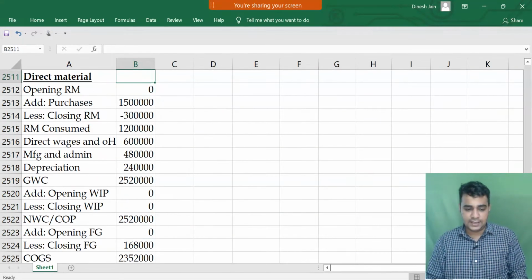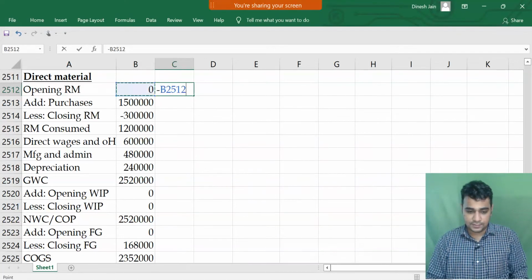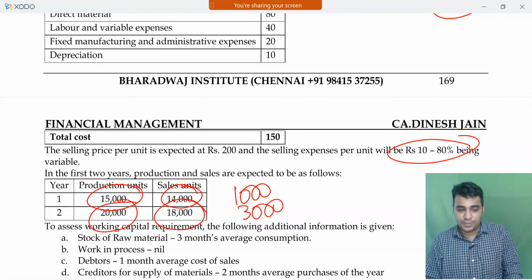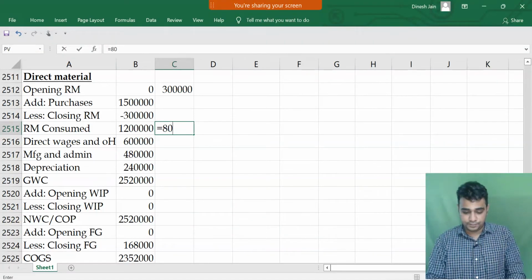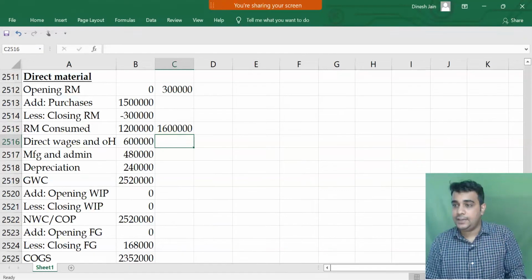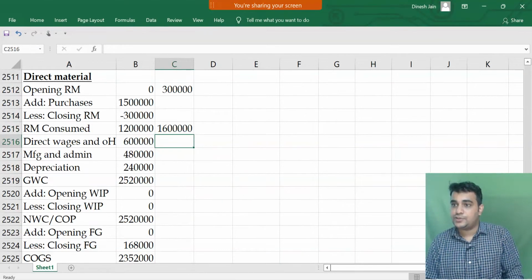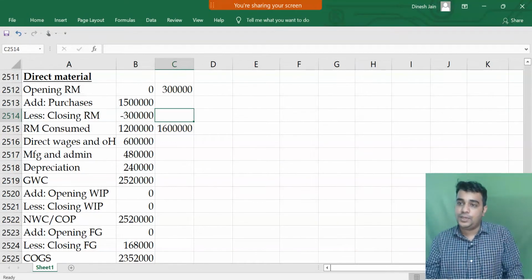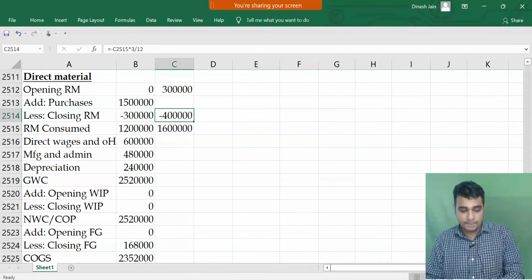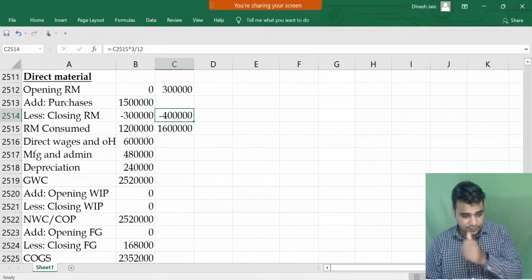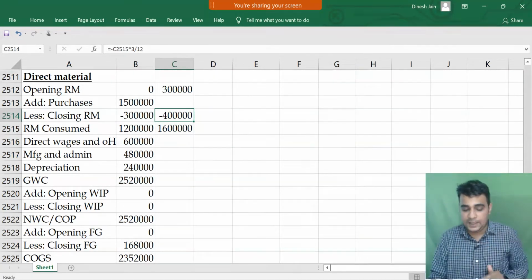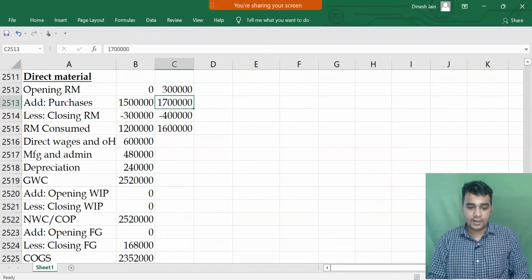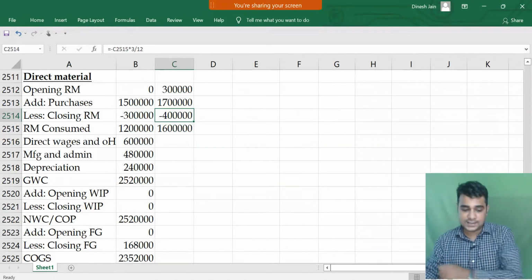When it comes to the second year, my opening raw material is 3 lakh. Raw material consumed is 80 into 20,000. We have produced 20,000 units in the next year. Closing raw material is raw material consumed into 3 by 12. Purchases is the balancing figure. Can you tell me what is the purchase figure? Balancing. 3 plus something minus 4 is equal to 16. So 3 plus 17 lakh minus 4 lakh is 16.